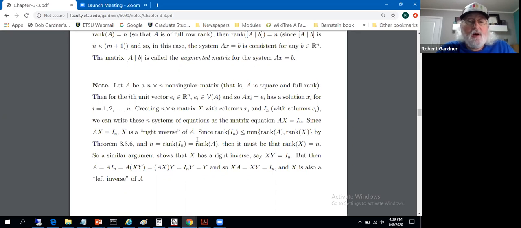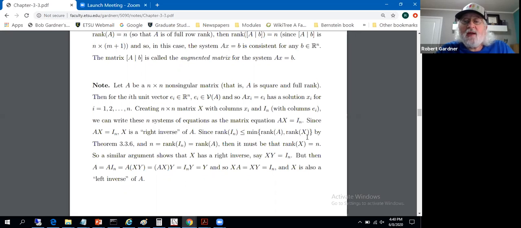We saw in Theorem 3.3.6 that the rank of a product of matrices, in this case the rank of I sub n, think of I sub n as matrix A times matrix X, is less than or equal to the minimum of the rank of the two constituent matrices in that product, in this case rank of A and rank of X. Well, the rank of I sub n is n, it's full rank. The rank of A is n, because that's what we hypothesized at the beginning of the note. So on the right-hand side, we have n is less than or equal to the minimum of these two.